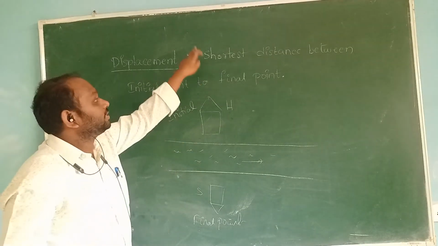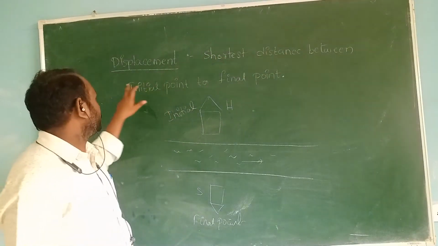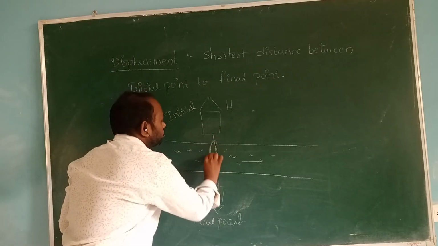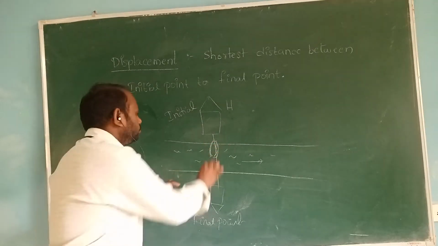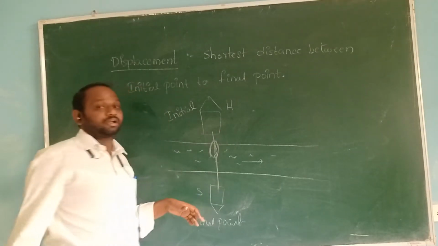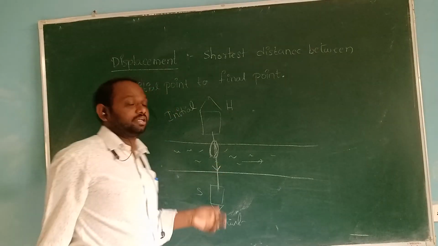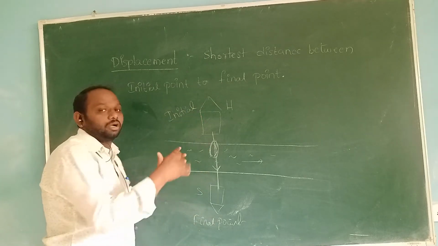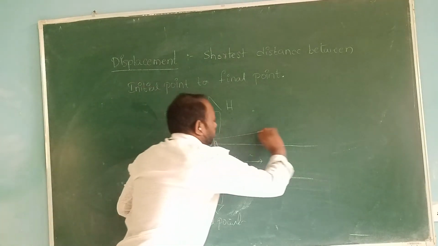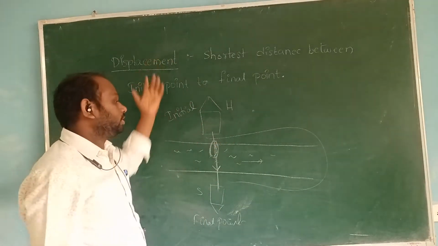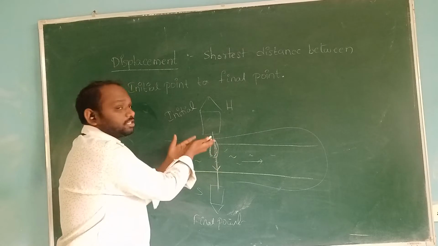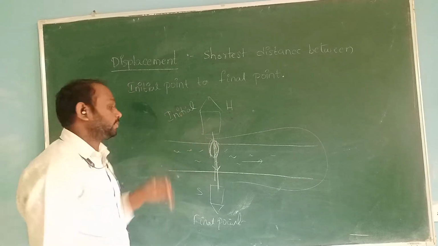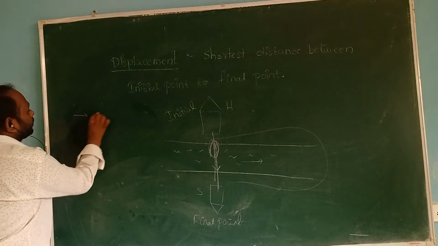But displacement means the shortest distance between initial point to final point, like this shortcut. So you are using some small boat, and you are coming directly. So that is the displacement. Displacement means the shortest distance between initial point to final point. So you are choosing the shortcut way. The total length covered is the distance, but displacement means you are choosing the shortcut. When we are using a small boat, we are coming directly to school. That is the displacement. So displacement is denoted by S bar.